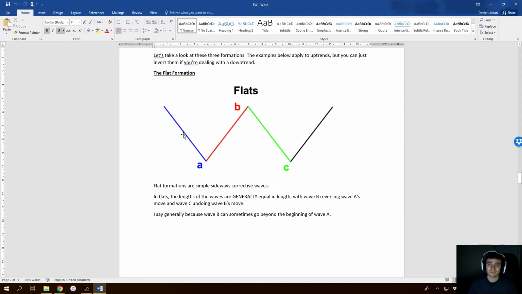The flat formation is where you are getting an A, B, C very much flat like this. The A is downwards. In flats, the lengths of the waves are generally equal in length, with wave B reversing what wave A did, and wave C then reversing what wave B did. So you're getting an ABC very flat like this. I say generally because occasionally wave B, for example, would move up above the start of wave A. That can happen. So that is what we see a lot of the time, a flat ABC correction.